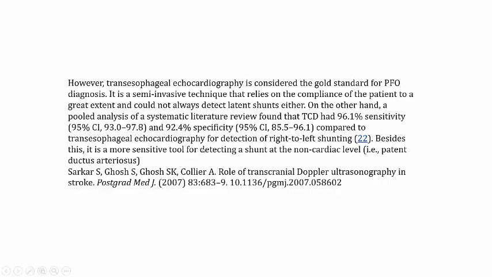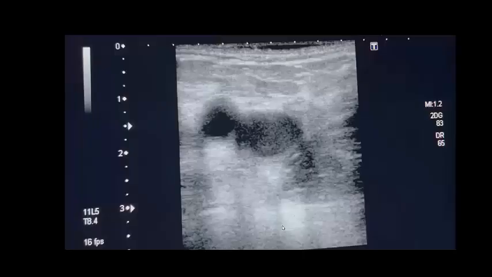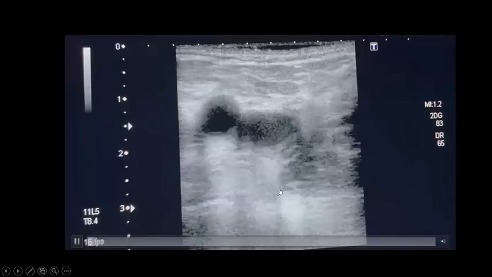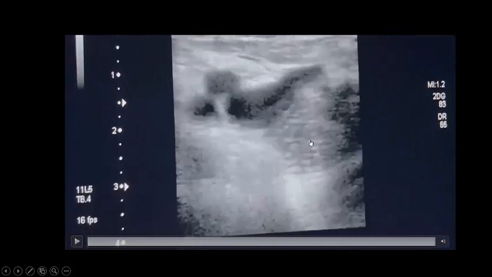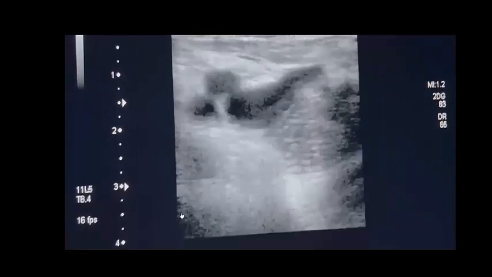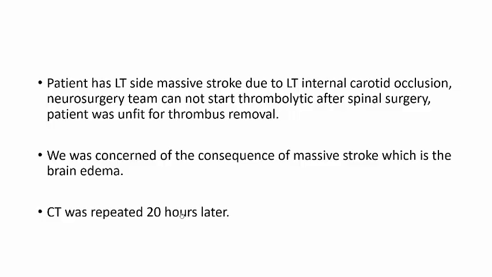A lot of articles talk about the sensitivity and the specificity of transcranial Doppler, TCCD, compared to the transesophageal echo, and it is really the gold standard in diagnosing right to left shunt. In our patient, we didn't see any pulmonary embolism, any DVT really. All the emboli reached the lung and the brain, unfortunately.